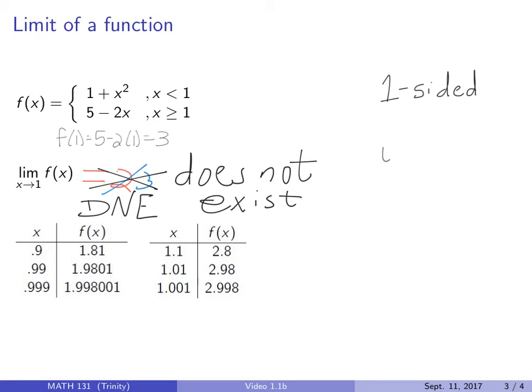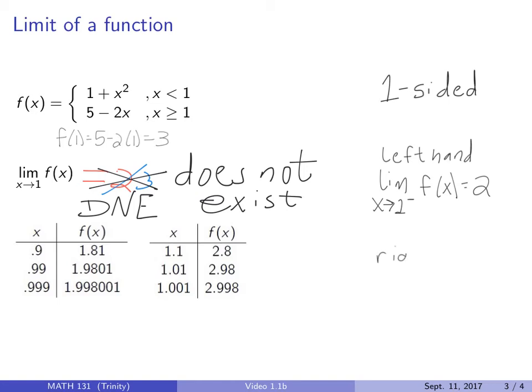The notation that we use for the left-hand limit is the limit as x approaches 1 from the left. So we put a little negative sign there to show that we're approaching 1 from the left. So here, the limit as x approaches 1 from the left-hand side will equal 2, because as we saw, as the x values approach 1 from the left, our f of x values approached 2.